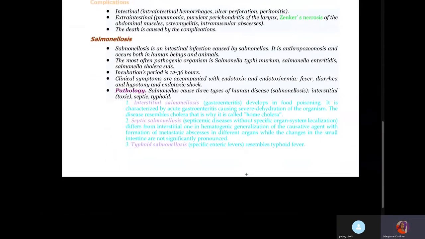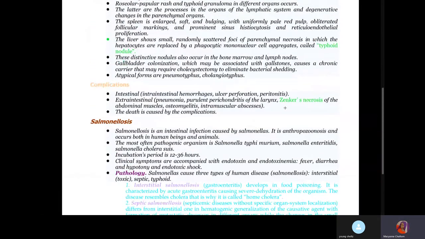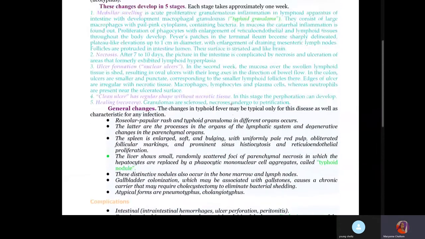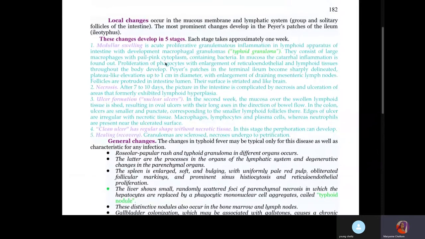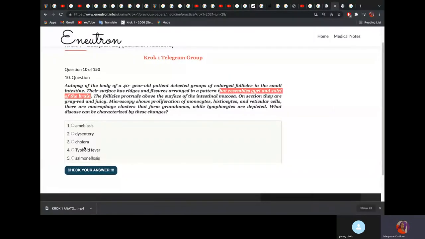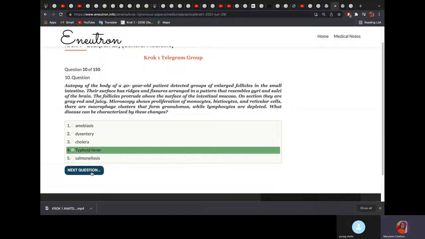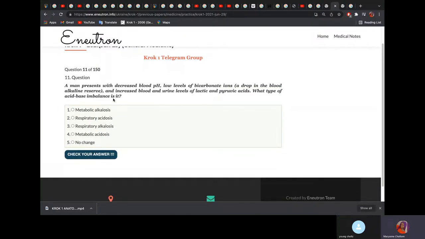It is very important to know that this necrosis is a very serious complication of typhoid fever. So what would the answer be? Typhoid fever. A man presents with decreased blood pH, low level of bicarbonate, increased blood and urine levels of lactic and pyruvic acid. What type of acid-base imbalance is it? I already told you there's decreased blood pH, so we know it's acidosis, but which acidosis?